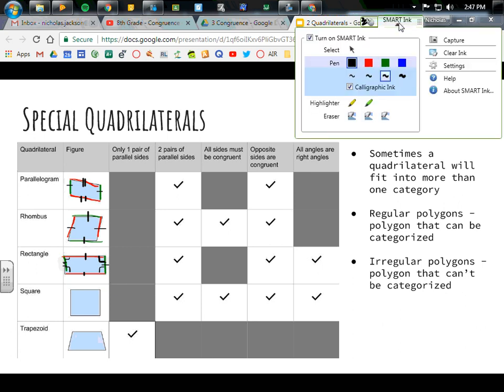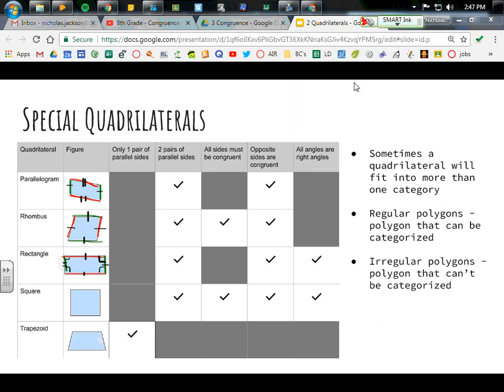Okay. The fourth type of quadrilateral is the most common type of quadrilateral. It's the one most people are familiar with. It's also one of the most mistakenly identified. This is the square. The square is the most specific of the quadrilaterals. It has to meet the most criteria. So let's go through that.